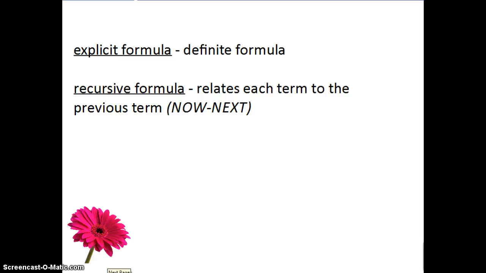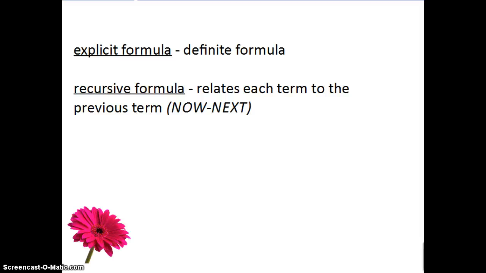All right, so there are two different ways that we can write sequences. There's what we call an explicit formula, which is a definite formula. We just saw one of those where it told us that a sub k was k squared minus 1. That was an explicit formula. We also have what's called a recursive formula, and that relates each term to the previous term.